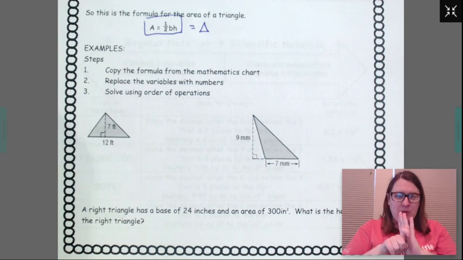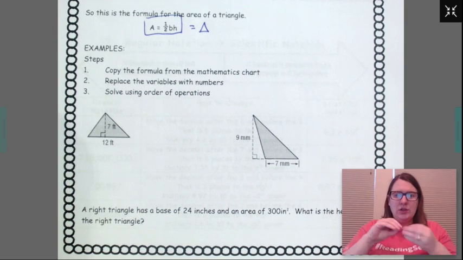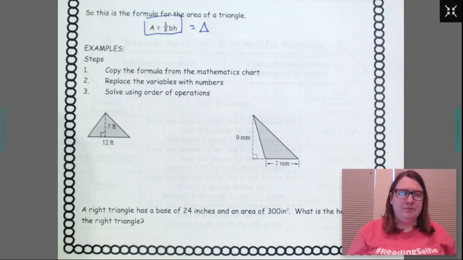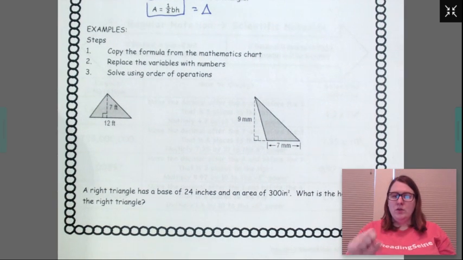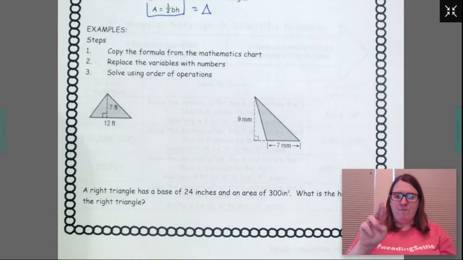Okay, so examples, it says the steps we need to do. Number 1, you need to copy the formula. Number 2, you're going to replace your variables with numbers. And number 3, you're going to solve. So first, I need to copy down my formula.